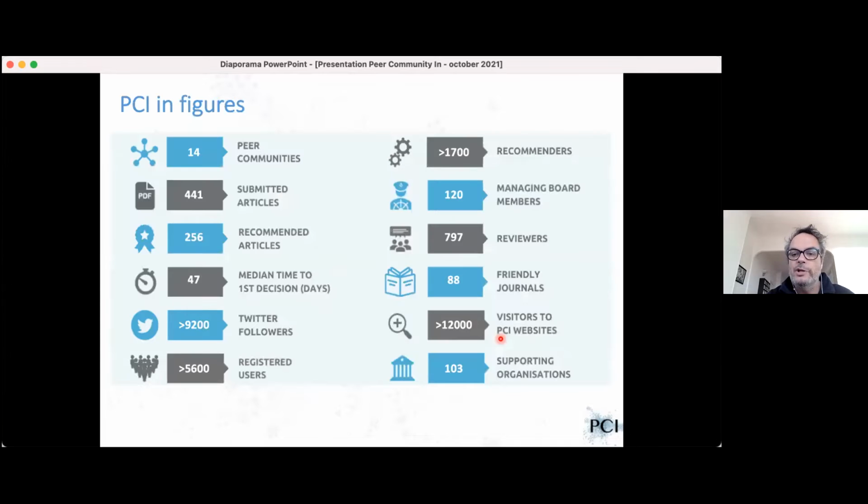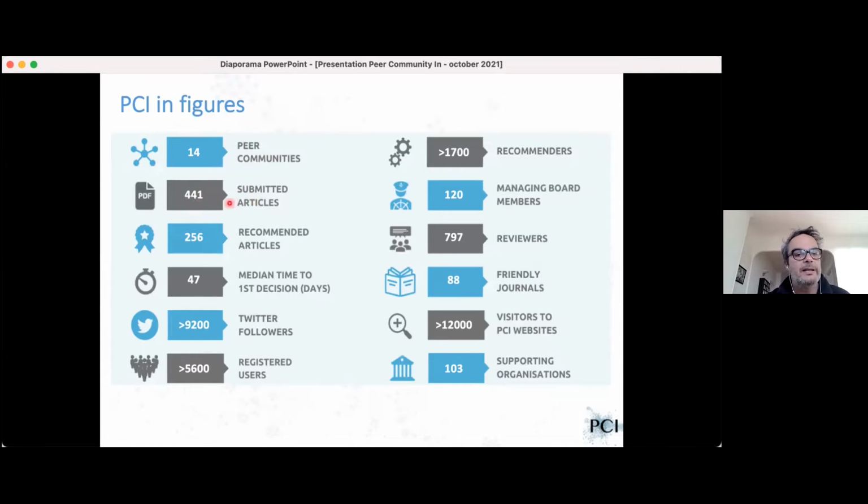Okay, so now just a slide to explain where we are with PCI currently. We have 14 different PCIs, with 13 thematic PCIs, so in genomics, ecology, etc. And 1 PCI, which is Peer Community in Registered Reports, which is a generalist PCI working in every field of science, but evaluating only registered reports, which is a type of article coming from pre-registrations. We can talk about that if you want afterwards.